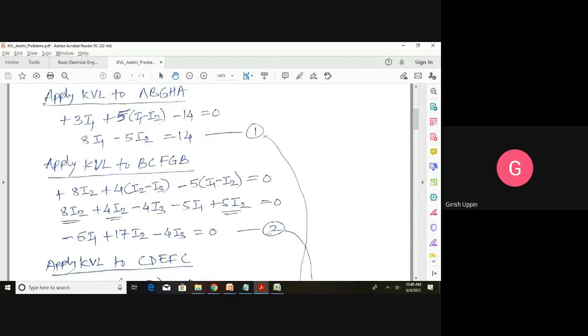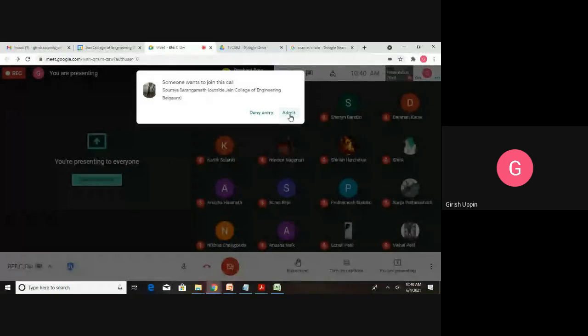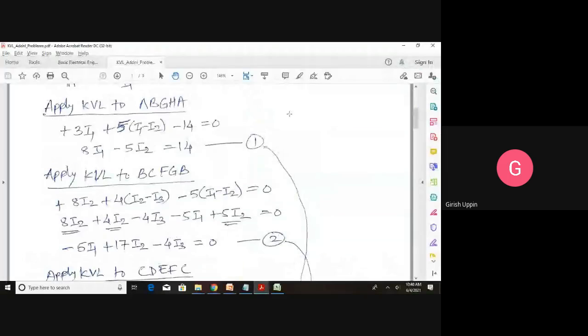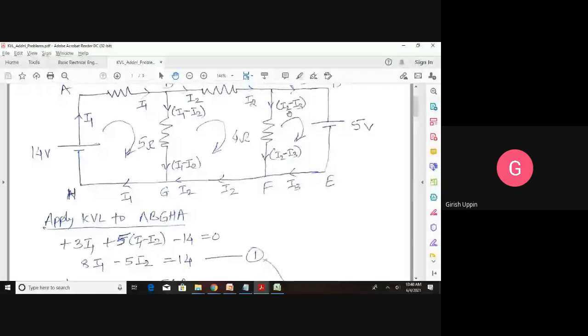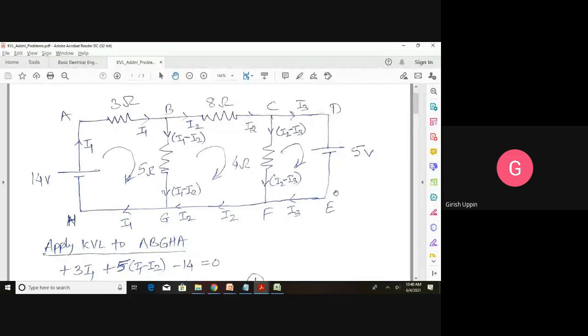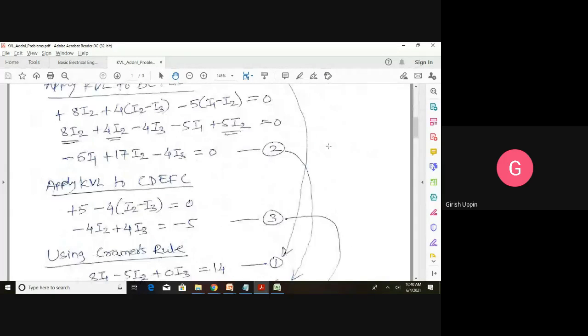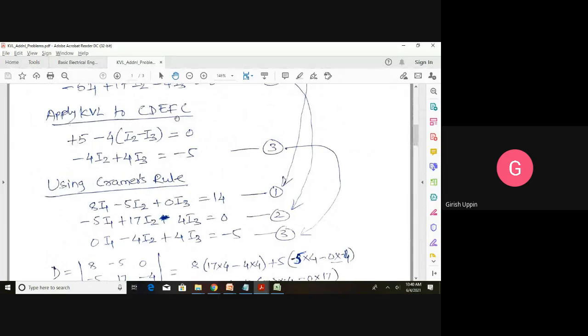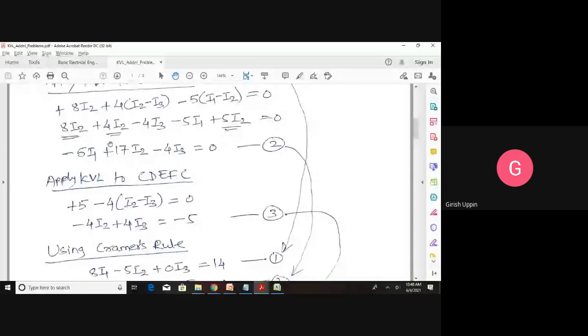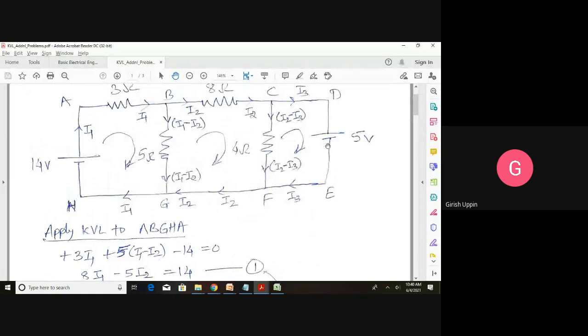We will apply the KVL again to the third loop, that is C, D, E, F, C. When we apply the KVL here, we start from this node. We don't have any resistor. We come across the positive plate. We consider this voltage as plus, so plus 5. Apply KVL to the loop C, D, E, F, C: plus 5. Then we come to this part. There is no resistor here.